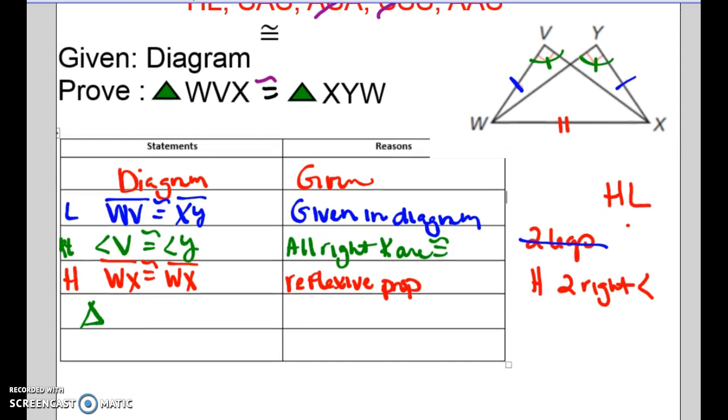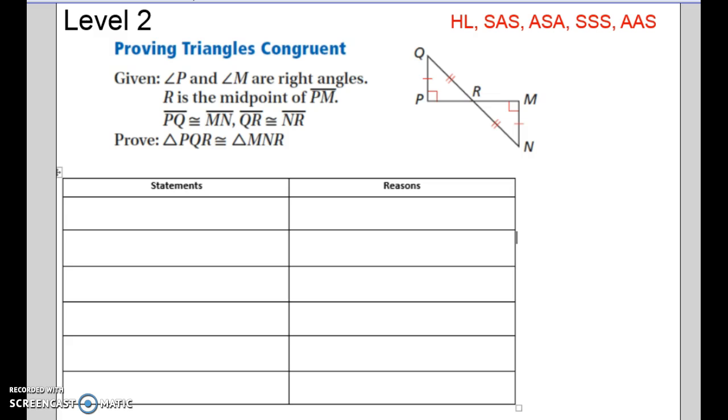So I can write my proof statement here. My proof statement is going to be WVX is congruent to XYW, and my reason here, I used HL, hypotenuse leg. Not bad. All right, let's move on to my next proof.